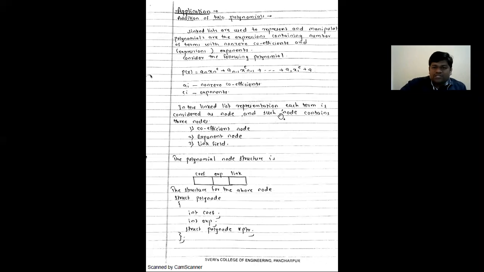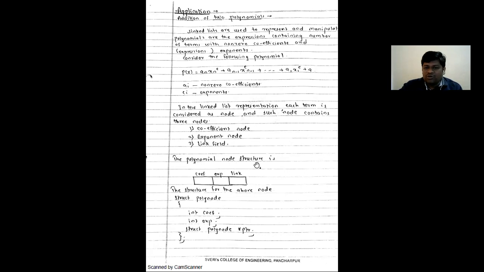Now, in the linked list, the representation of each term is considered as a node. In a linked list, we always represent every term by using a node. Now here, for this expression, how to consider the node? So three fields we need to consider. One is for coefficient, another one is for exponent, and another one is for the link field, right?